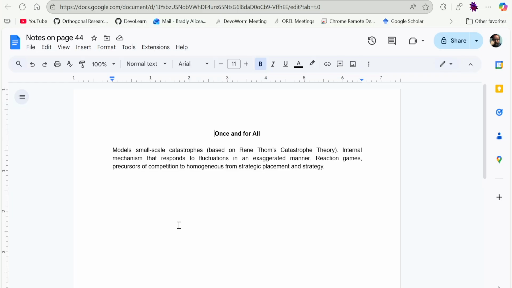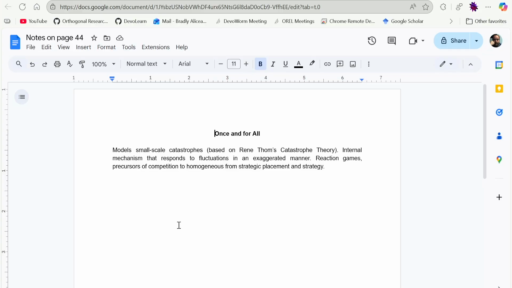And so the idea is that you have basically this internal mechanism in the game, or these strategies that play upon fluctuations in the dynamics of the game. So as there are changes happening within our matrix, we try to seize on those fluctuations and amplify them. And so there's an internal mechanism within this game strategy that responds to fluctuations in an exaggerated manner. So that means that, in responding to these fluctuations, you put a lot of resources into dominating the game.